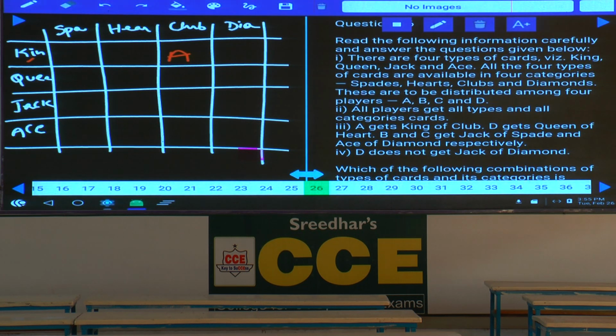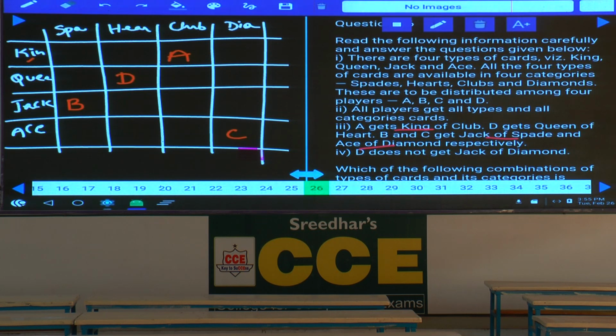A gets king of club, D gets queen of heart. Queen is here, heart is here, the common between these two is D. D gets queen of heart. B and C get jack of spade. Jack of spade, respectively is the word given, hence B will be here. B gets jack of spade, and C gets ace of diamond. This is the information given.